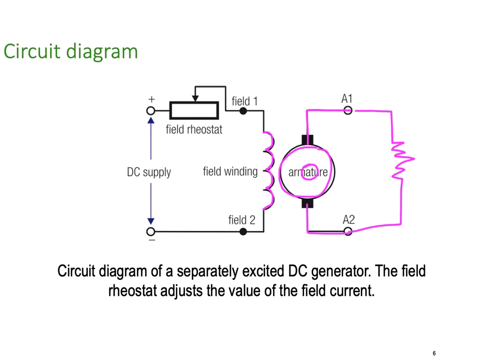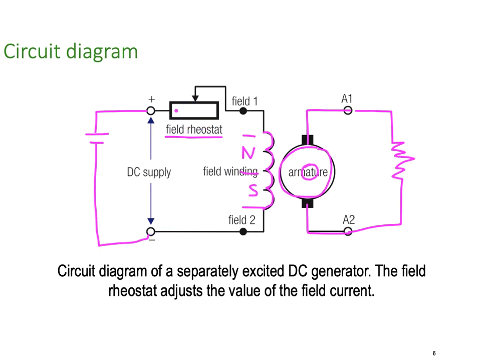It's just in the mechanics of the generator, it's split up into two parts. There's a north part and a south part, and they're just connected together electrically. But here we've added a field rheostat, and rheostat is just another name for a variable resistor. And again, here's our DC supply. Again, I'll just quickly draw a battery to represent that.